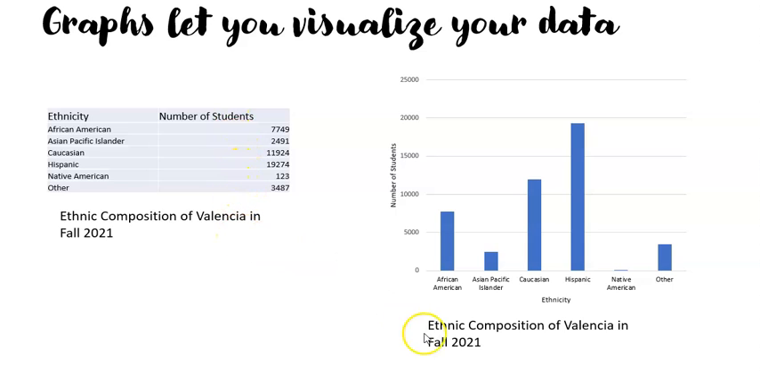Now let's look at the graph on the right. Notice that the table and the graph have the same title. A title explains what you are seeing. It shouldn't just be table. Instead, include a description of what is in the table or in the graph.